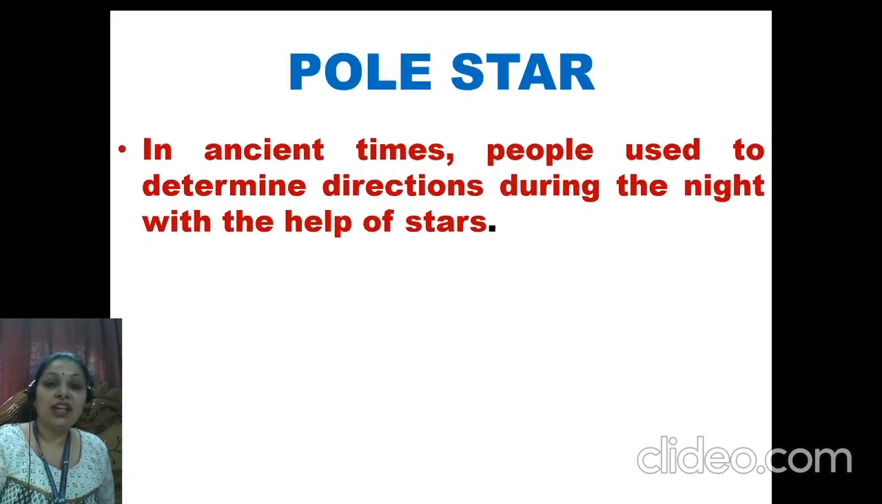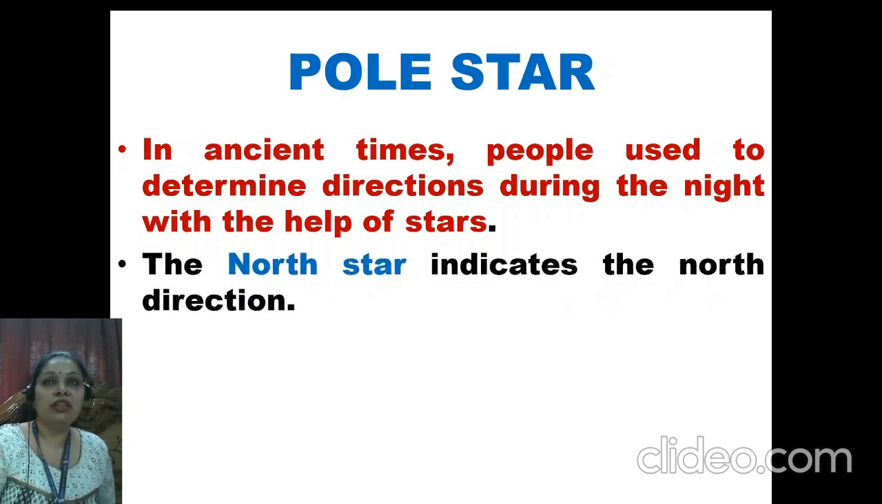In ancient times, people used to determine directions during the night with the help of stars. They did not know the directions north, east, west, south, so how were they identifying the direction? They were determining directions with the help of stars, thinking where is north, where is south, where is east, where is west. The North Star indicates the north direction.